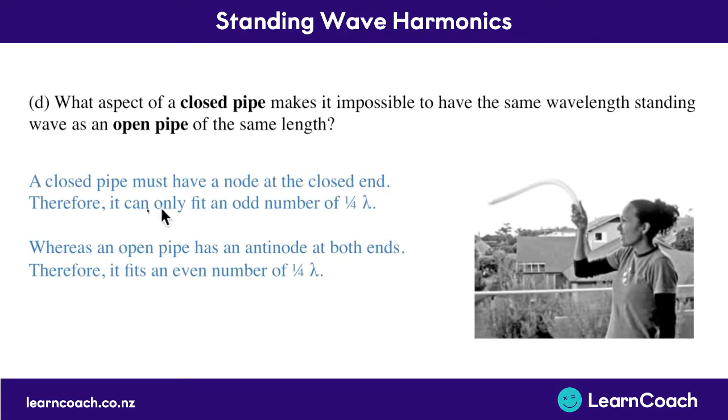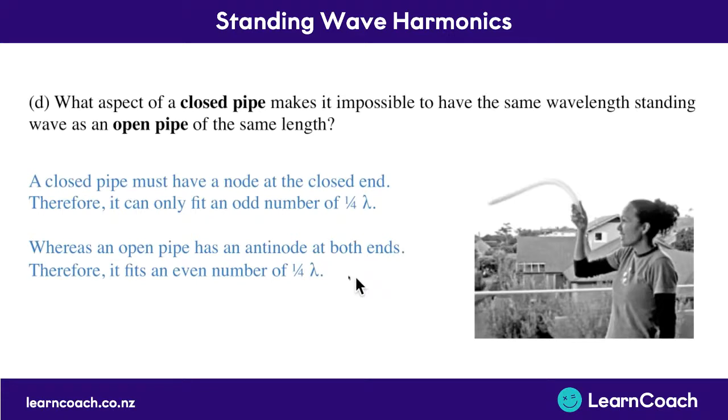So therefore, it only fits an odd number of quarter wavelengths, so 1 quarter, 3 quarters, 5 quarters, which is 1.25. Whereas an open pipe has an antinode at both ends, therefore it fits an even number of quarter wavelengths, or an equal number of half wavelengths, so half, 1, 1.5, and so on.